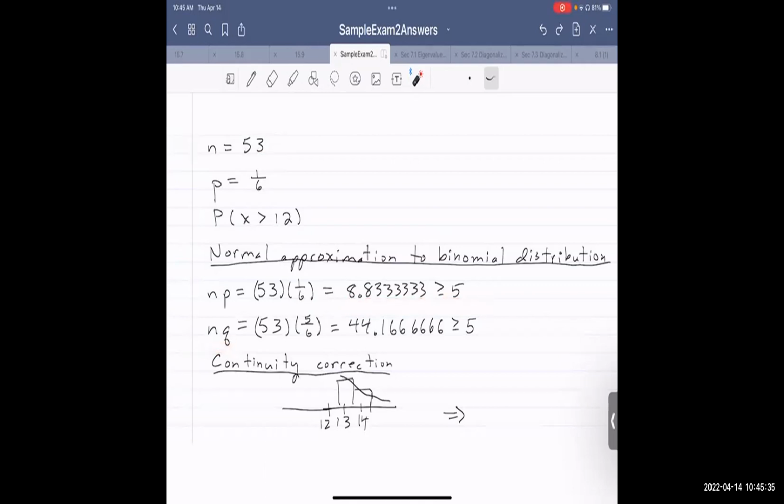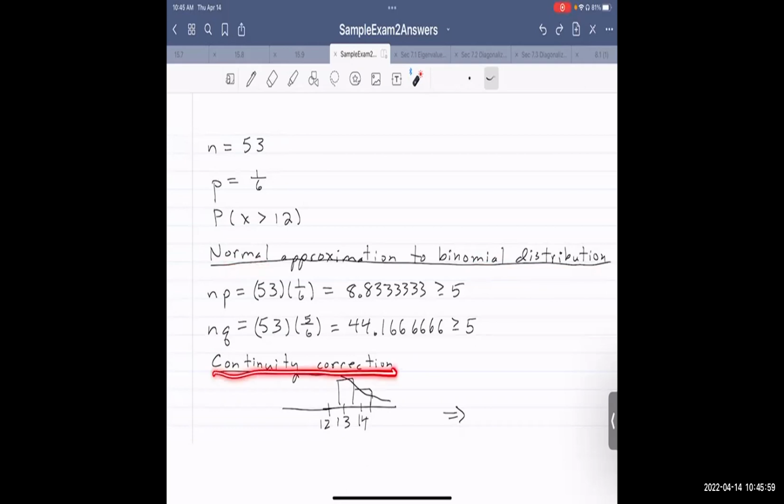N times Q, 53 times, if you have a 1 out of 6 chance of having success, then you have a 5 out of 6 chance of having failure. And so I get 44.166, which again is greater than or equal to 5. So yes, the normal approximation to the binomial distribution is applicable.